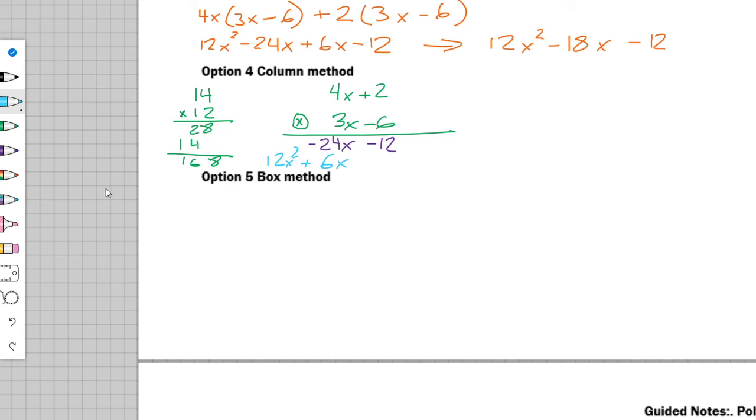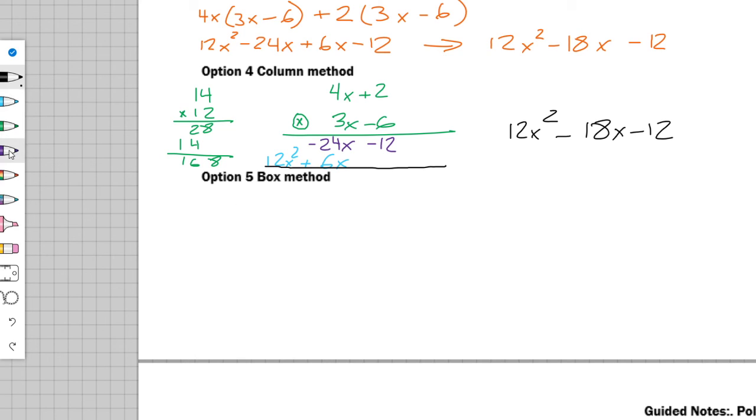Alright, now you're going to simplify. And when you simplify this, I should have given myself some more room. So you're just going to add going down. So negative 12 plus 0 is going to be negative 12. Negative 24x plus 6x is going to be negative 18x. And then 0 plus 12x squared is going to be 12x squared. And it matches up to the same answer, so we're good to go.